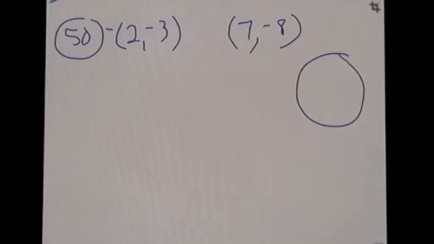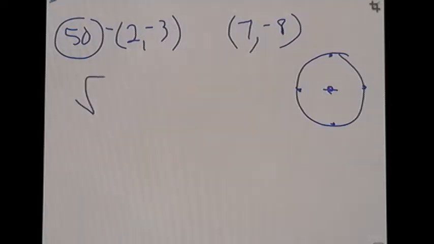Oftentimes when we look at these, we can find that the center is at 2, 3, and they're giving you the extra points right here and here, or right here or here, where the x's are the same or the y's are the same. So it's real easy to do. But in this case, you have to use the distance formula.